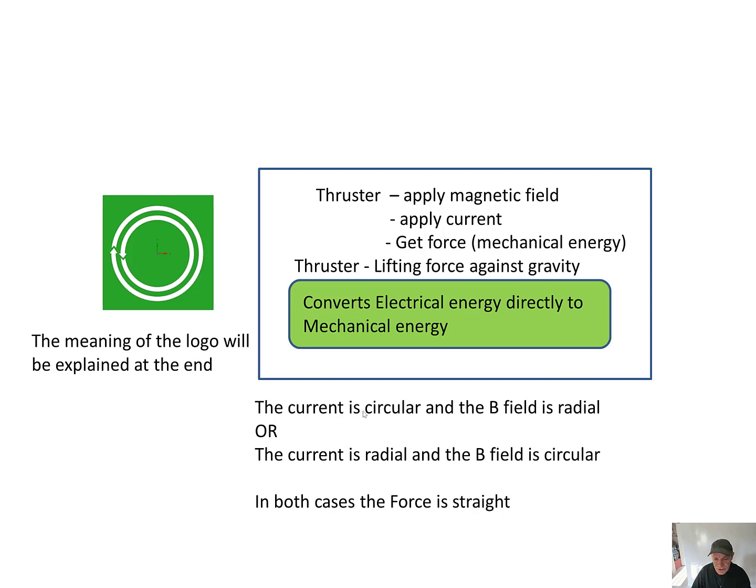The current is circular and the B field is radial, or the current is radial and the B field is circular. In both cases, the force is straight.